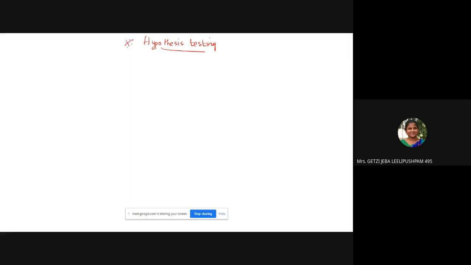Okay, and why do we need hypothesis testing? Suppose we calculate the population mean. Let's take the population mean as some value, say 100. For example, the average height of all the Indians. So for the whole Indian population it is 100. Now we also calculate a sample mean, and let that be 90.